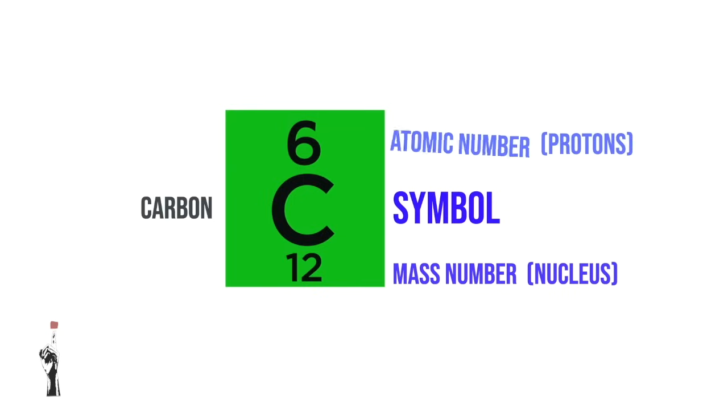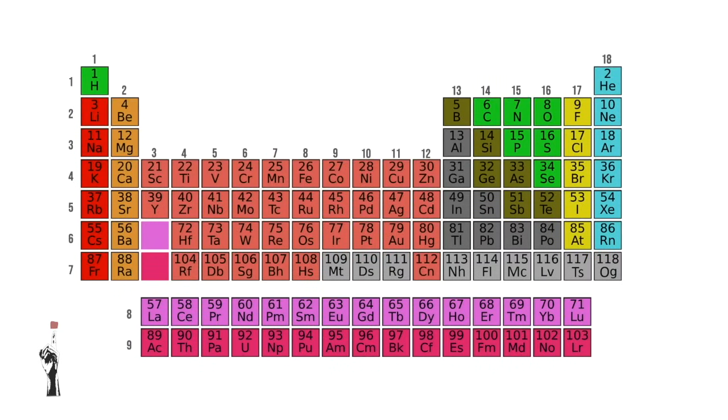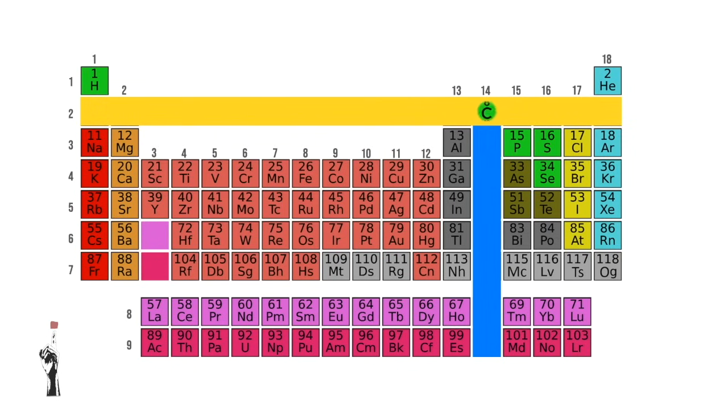When we deduct the atomic number from the mass number, we will be left with the number of neutrons in the element. Therefore, 12 minus 6 is equal to 6. There are 6 protons and 6 neutrons in an atom of carbon. According to the arrangement of the periodic table, carbon is located in the 14th group and in the second period.